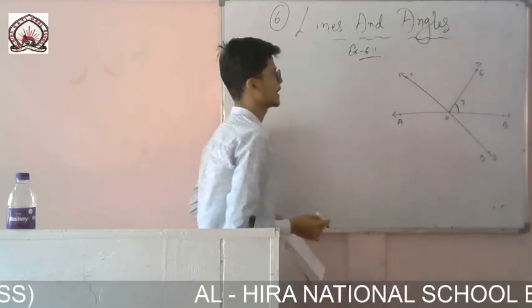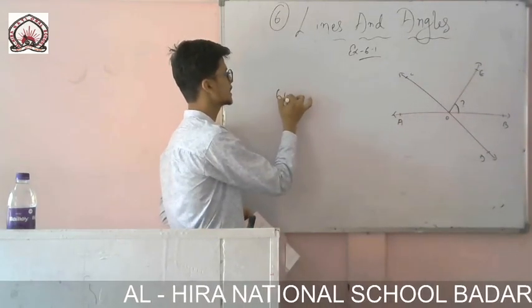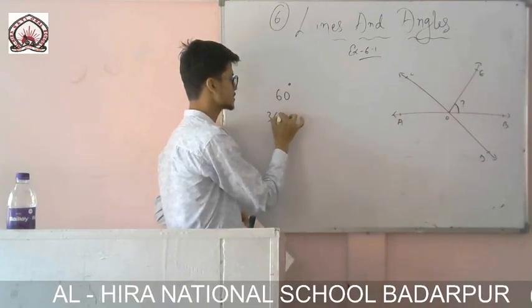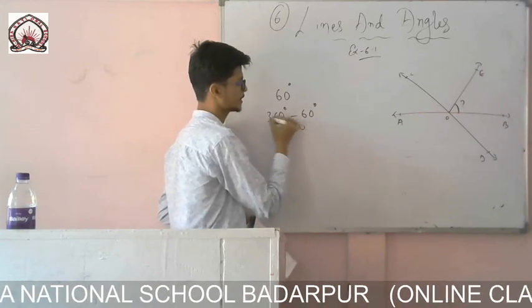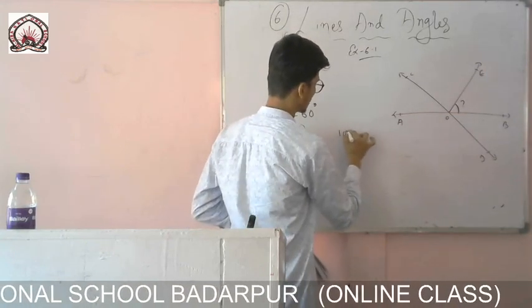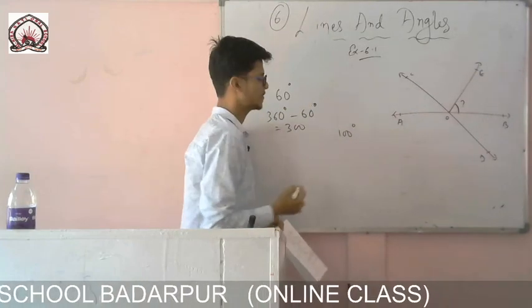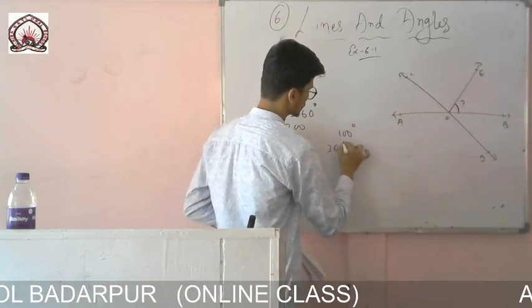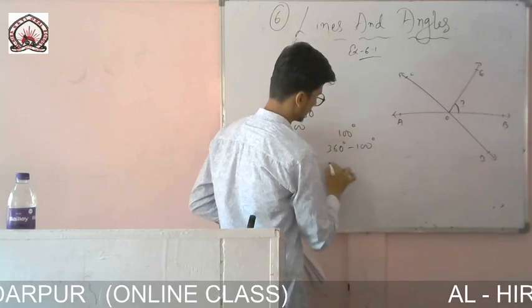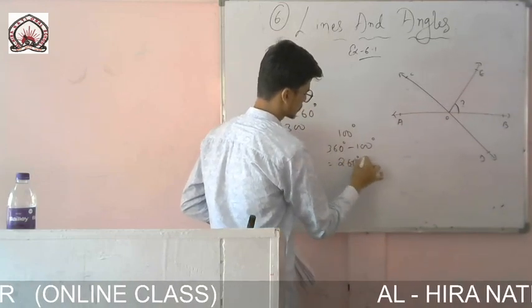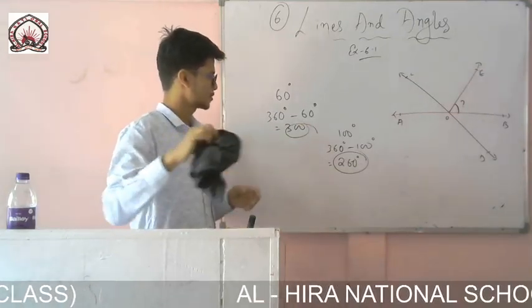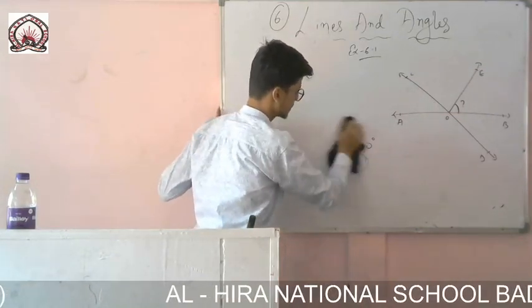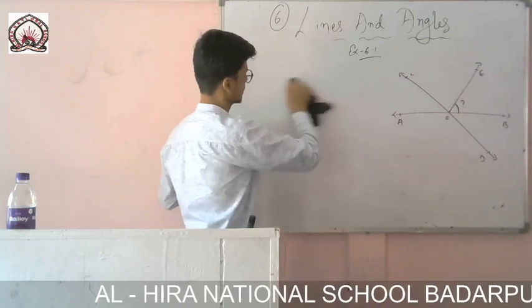So reflex angle: if an angle measures 60 degrees, then the reflex angle will be 360 degrees minus 60 degrees, that means 300 degrees. If an angle measures 100 degrees and I ask you to find the reflex angle, then it will be 360 minus 100, that is 260 degrees. So this will be the reflex angle. Don't forget to put the degree sign, always give it or else it will be wrong.